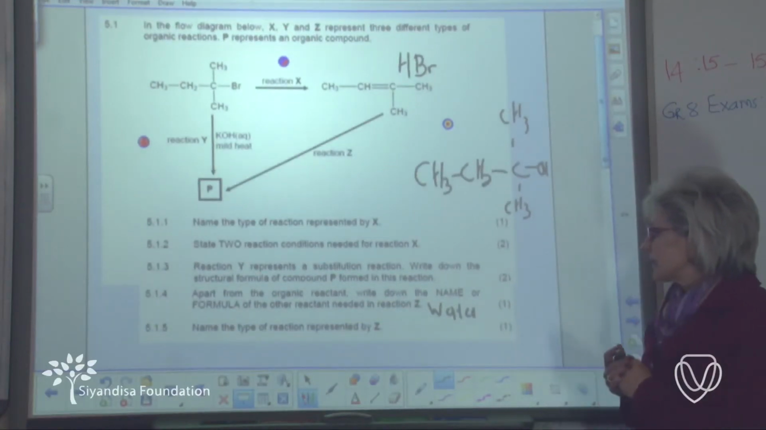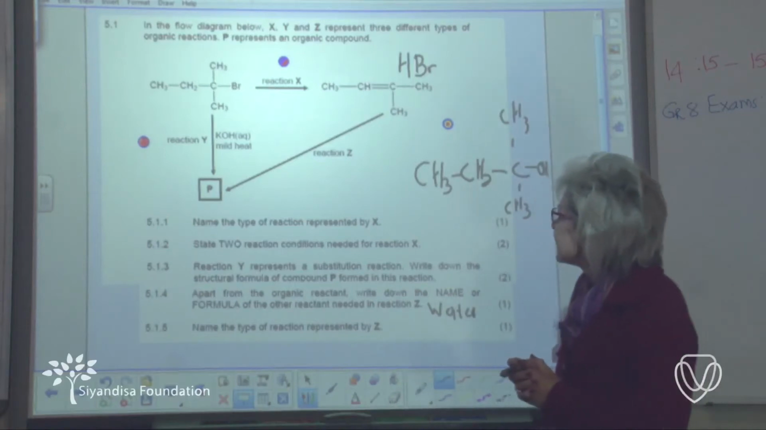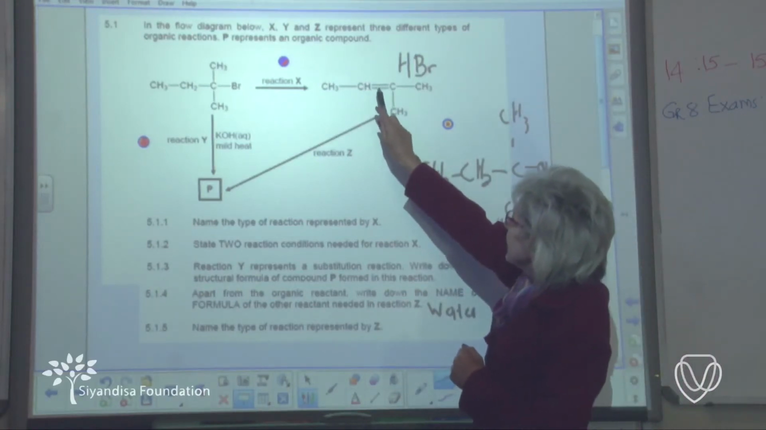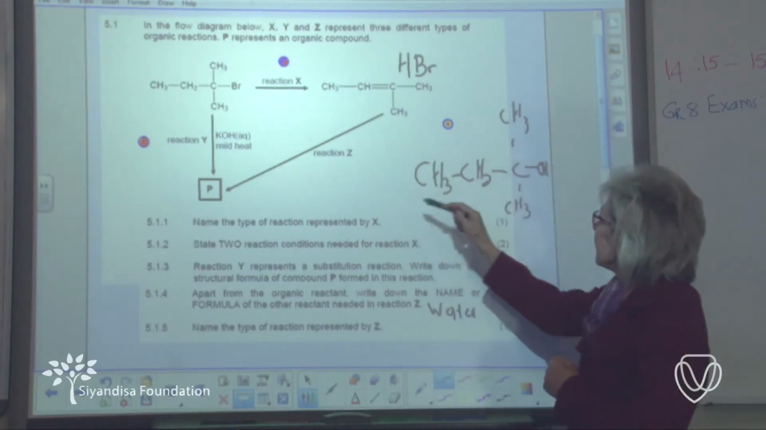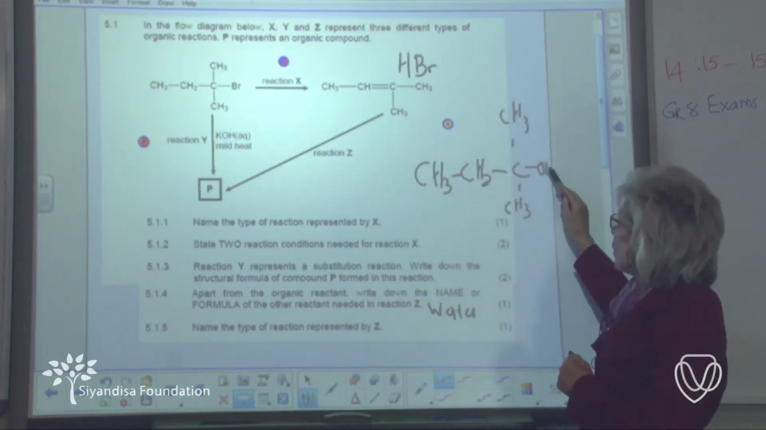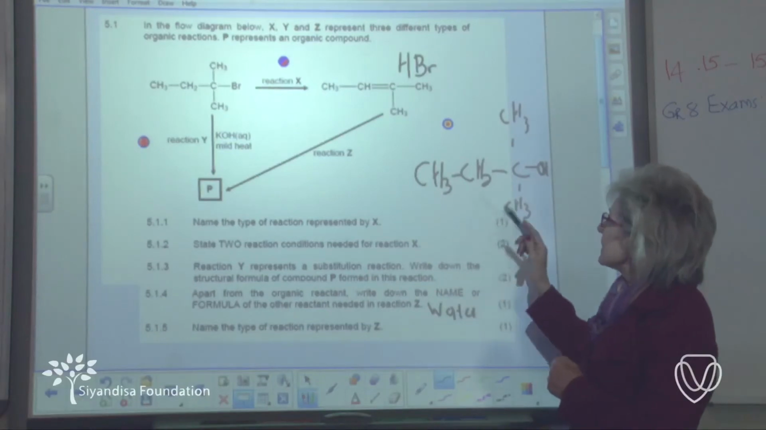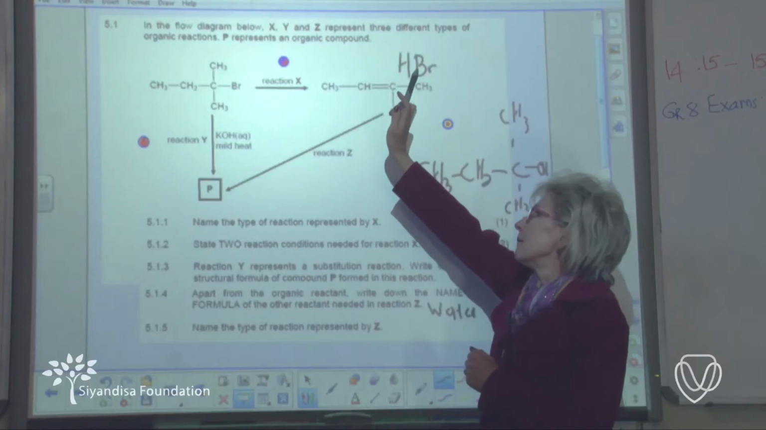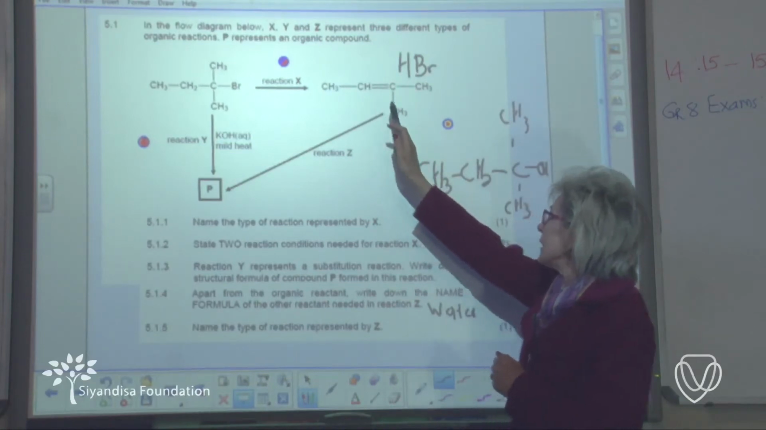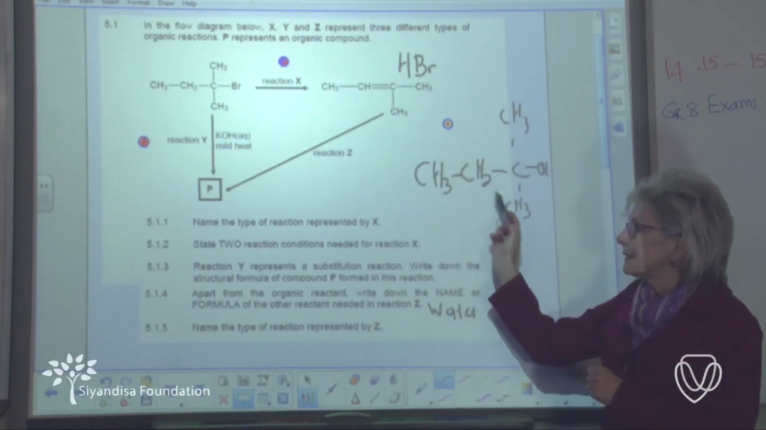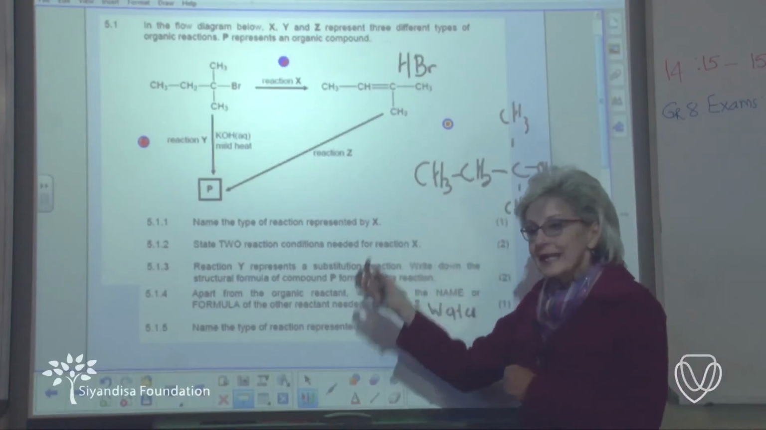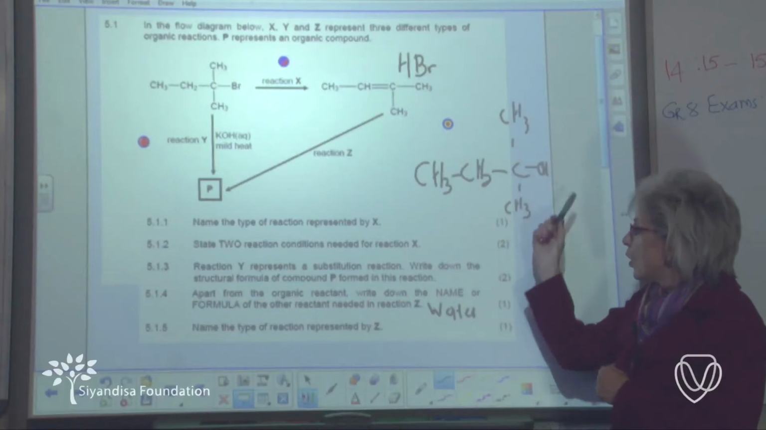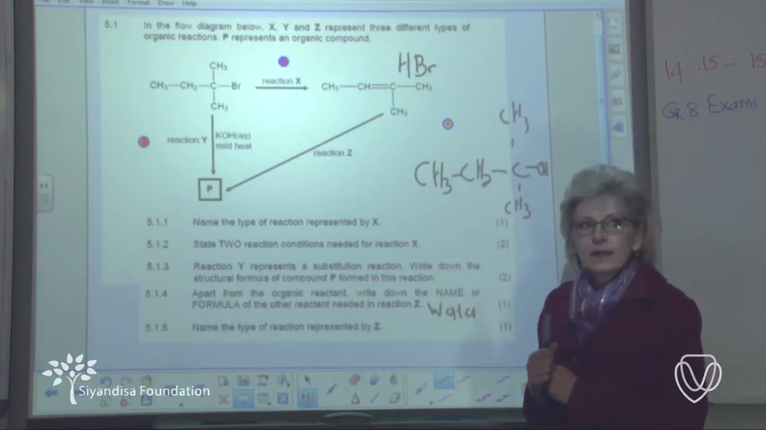Question 5, name the type of reaction represented by Z. So in Z, look what I've done. I've taken away a double bond, and I have added water, which means addition. Your reactions of your unsaturated compounds turning into saturated compounds will be addition. Your reactions of your alkenes, usually called addition, and because I have added water, I may also call it hydration.